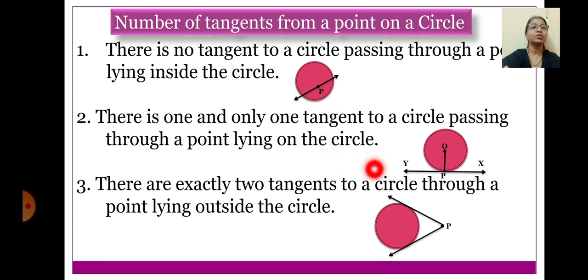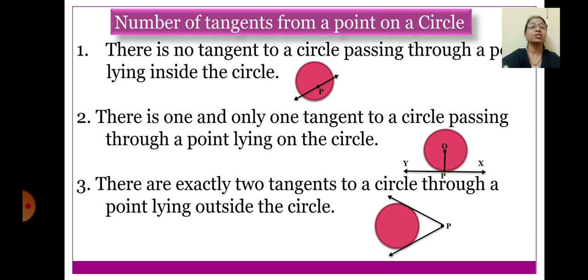Now the second position, this time the point is on the circle and there is one and only one tangent to a circle passing through a point lying on the circle. So this is the diagram given here. If a point is on the circle, we can draw one and only one tangent at that point.